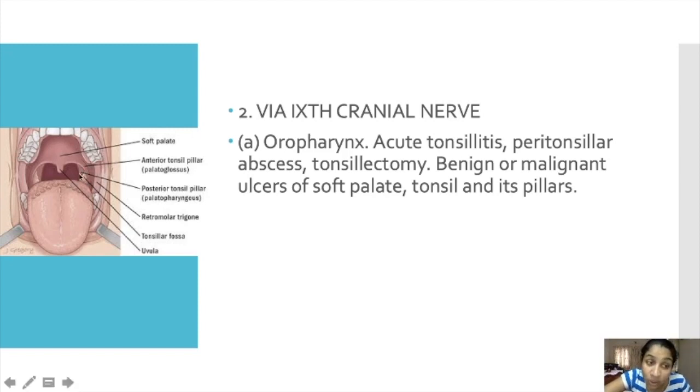Peritonsillar means around the tonsil. If there is an abscess around the tonsil, that will also lead to referred pain to the ears. Tonsillectomy is the removal of the tonsils.